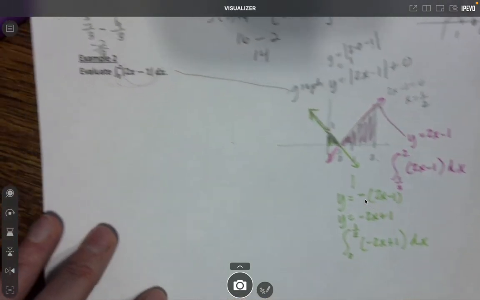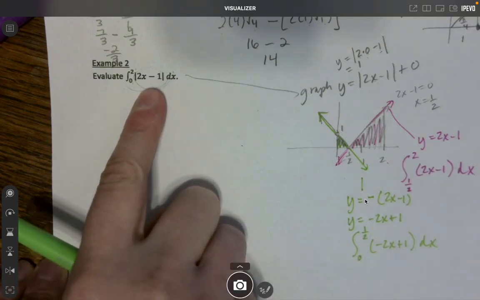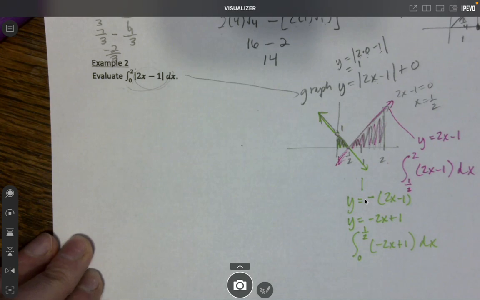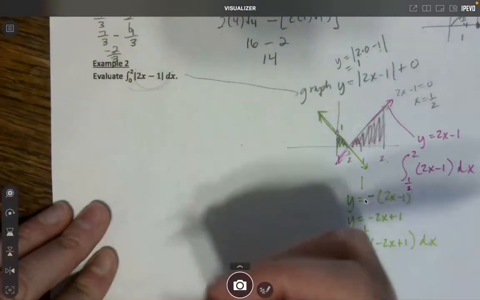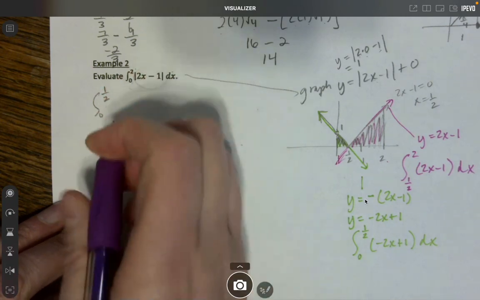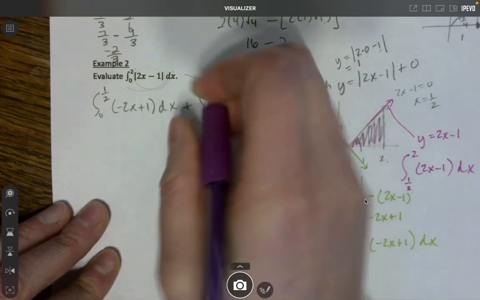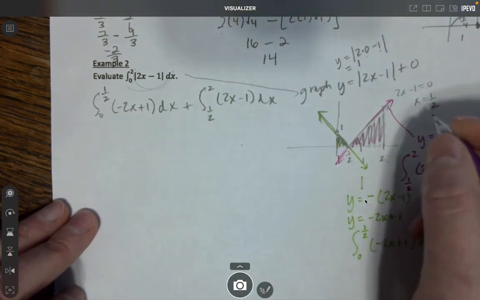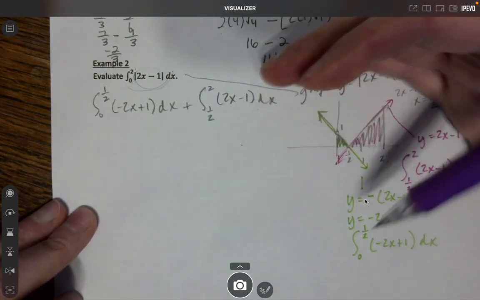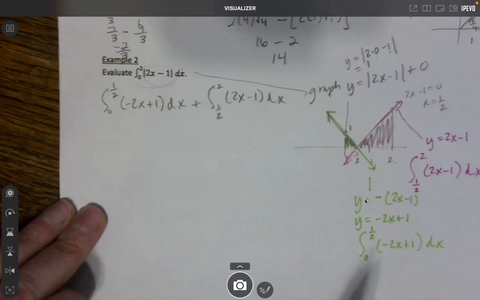So let's go ahead and write this down. My integral is going to be these two parts together because I don't know how to integrate an absolute value. That's the issue here. I can't do anything with that, but I can totally integrate these guys. So I want to rewrite this as my integral from 0 to 1/2 of negative 2x plus 1 dx, plus my integral from 1/2 to 2 of 2x minus 1 dx. So I'm adding those two little areas together. Fortunately, everything is above the x-axis, so it's all going to be positive numbers in the end. So I'm not going to have a whole bunch more weird negatives or anything to worry about.